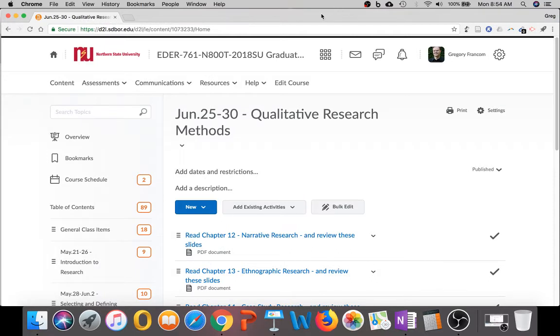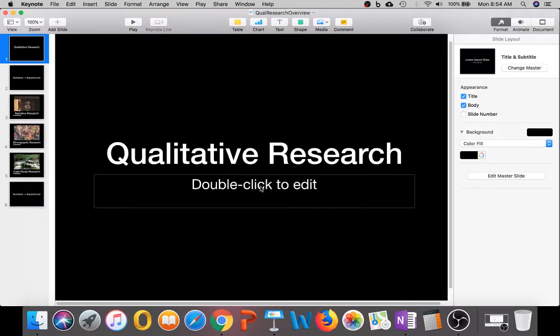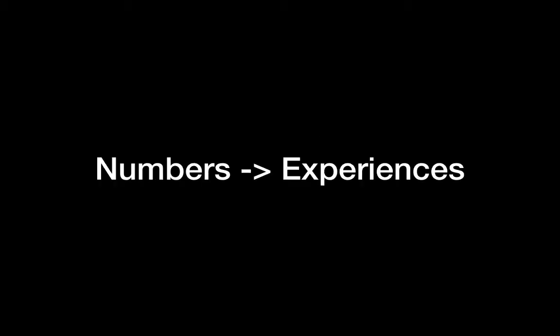Okay, so let's take a look at qualitative research now. We're moving into this idea of qualitative research. And I wanted to talk about this, of course. Basically, this is a good way to put it. We're moving from numbers to experiences.